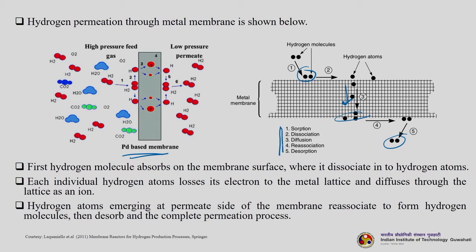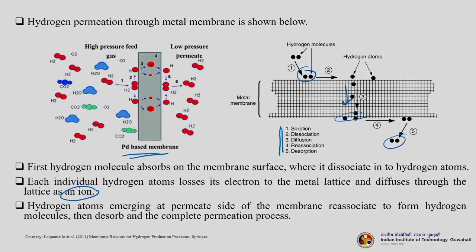Each individual hydrogen atom loses its electron to the metal lattice and diffuses through the lattice as an ion. This you need to take care of. Hydrogen by itself does not diffuse; it separates into ions, and the hydrogen ions diffuse, or permeate, through the membrane or the palladium lattice. Hydrogen atoms emerging at the permeate side of the membrane reassociate to form hydrogen molecules, then desorb and complete the permeation process. This is how hydrogen separation happens using a palladium based membrane.